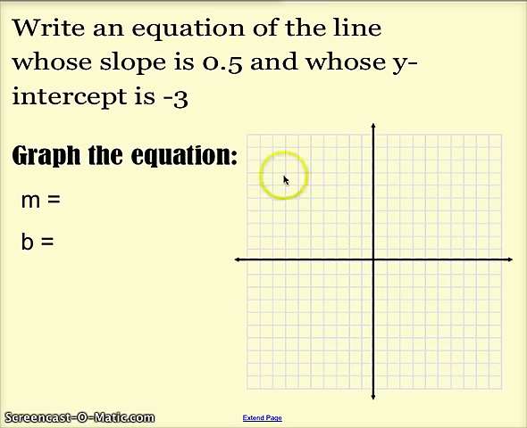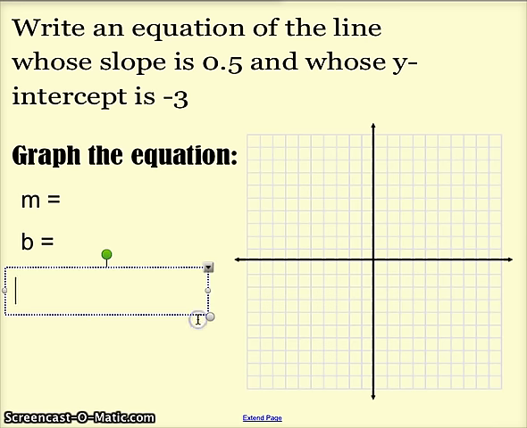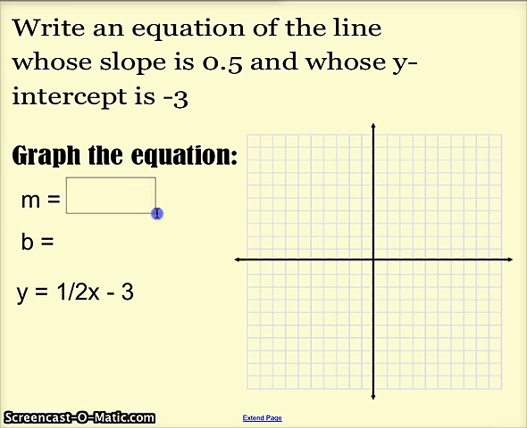Let's look at another example. Write an equation of the line whose slope is 0.5 and whose y-intercept is negative 3. Well, I can say in fraction form, y equals 1/2 x minus 3. So my slope is positive 1/2. My rise would be 1 and my run would be 2. And my y-intercept is negative 3.